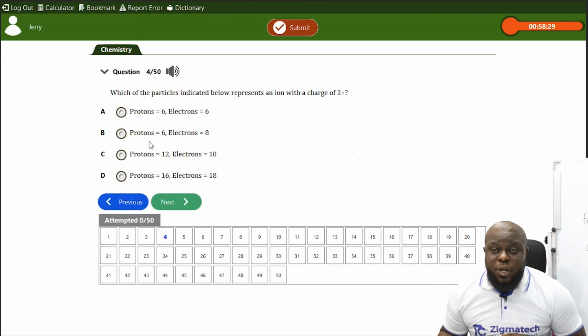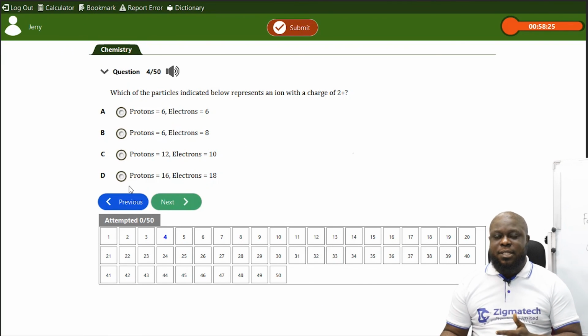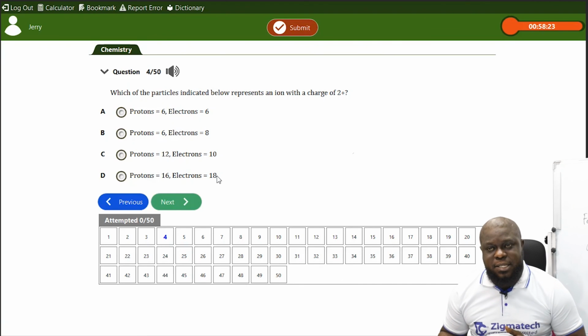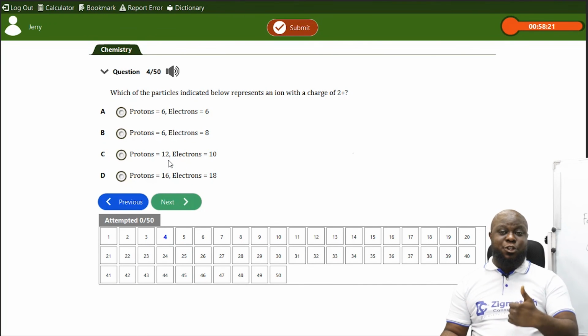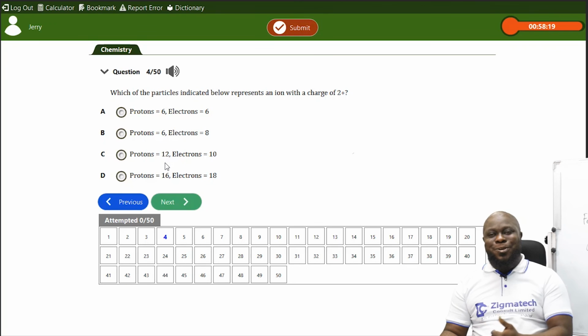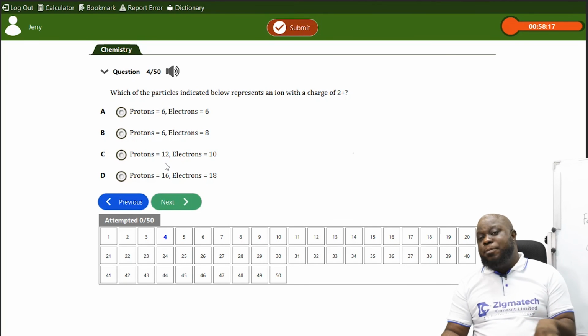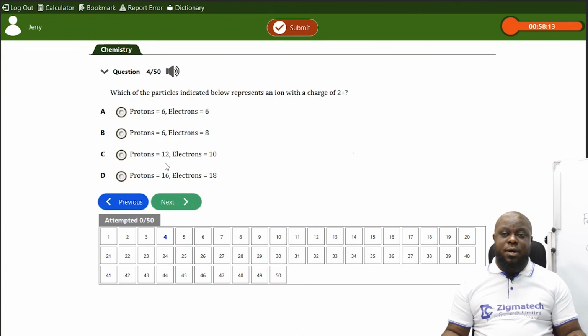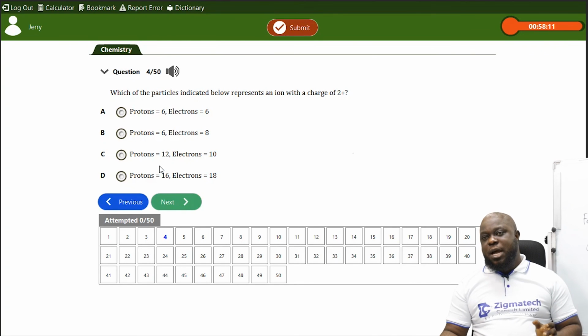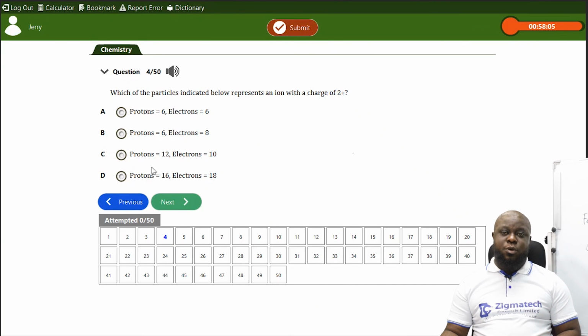This one says the protons are 12 and the electrons are 10. And D says the protons are 16, electrons are 18. If you check, the protons are 12 and the electrons are 10. So in essence, the protons are 2 more than the electrons. In that context, this 2+ charge gives the protons 2 more charges. So the answer is C, protons 12 and electrons 10.